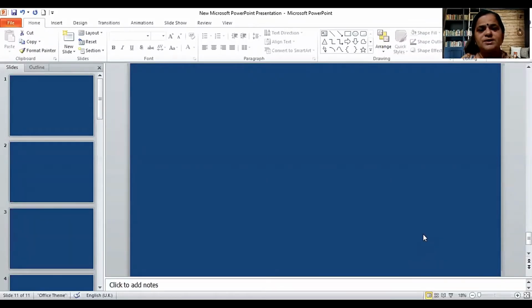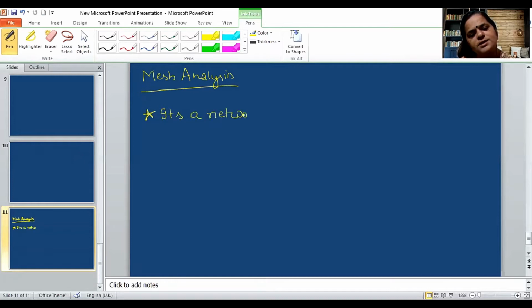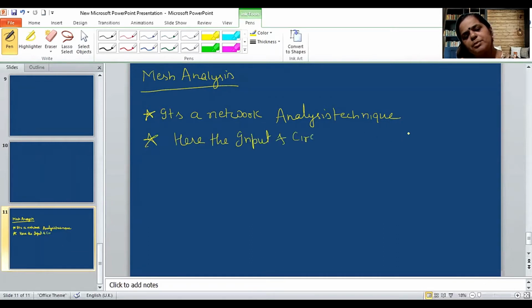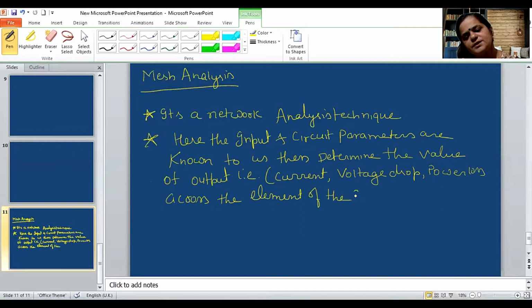So I am going to discuss mesh. The very important thing is that it is a network analysis technique. Here the input and circuit parameters are known to us, and then we determine the value of the output, that is current, voltage drop and power loss across the element of the circuit. That is called network analysis, and with the help of mesh analysis we can determine the current in any branch of the circuit, the voltage drop across that branch and the power loss.